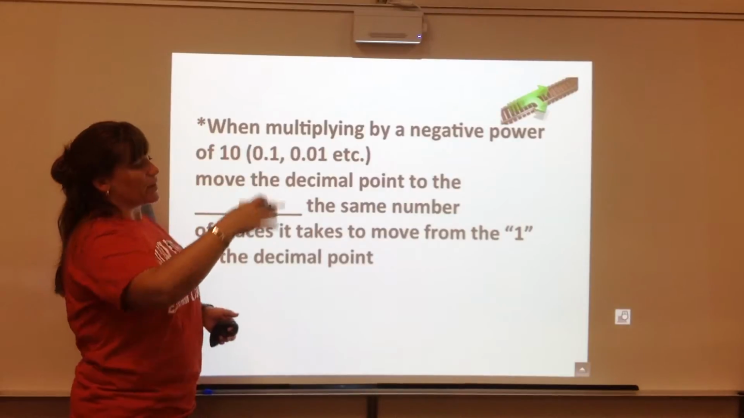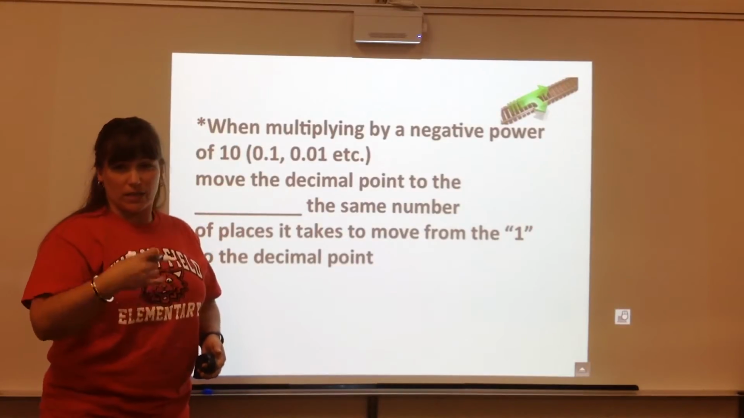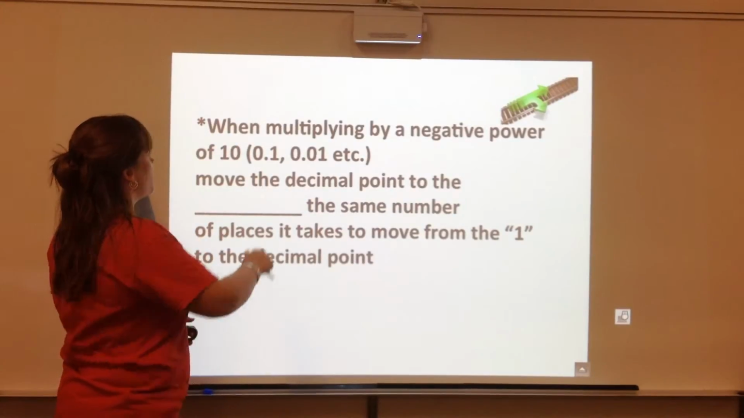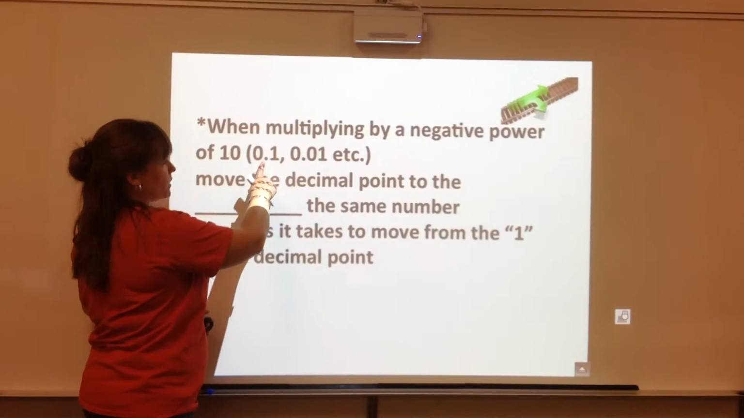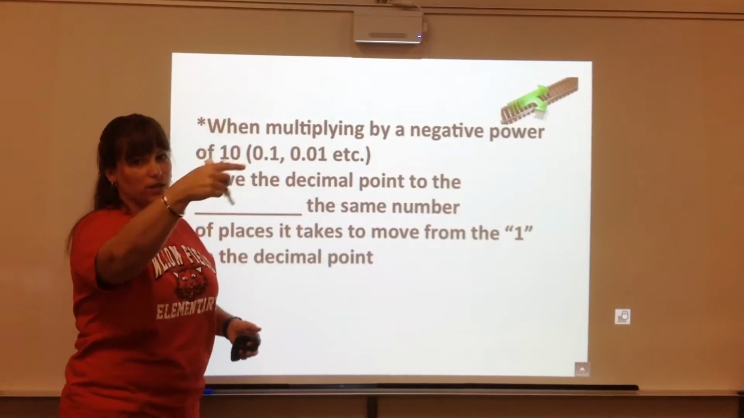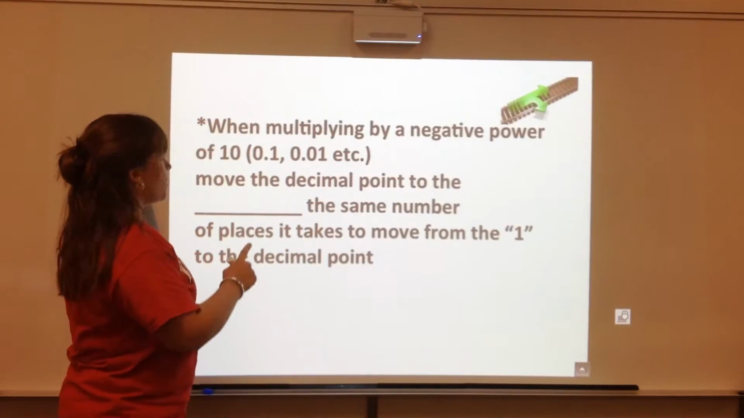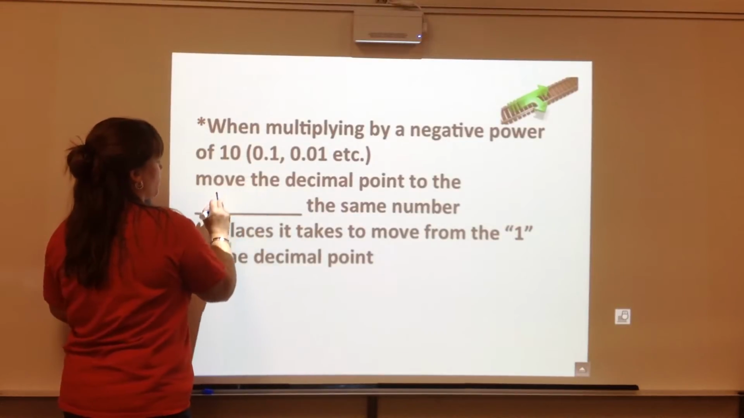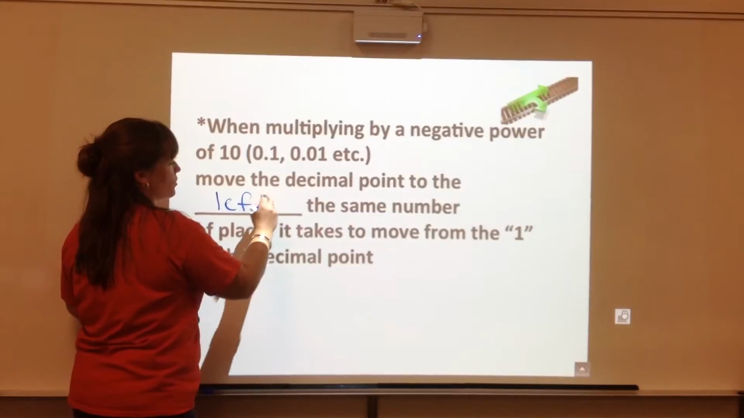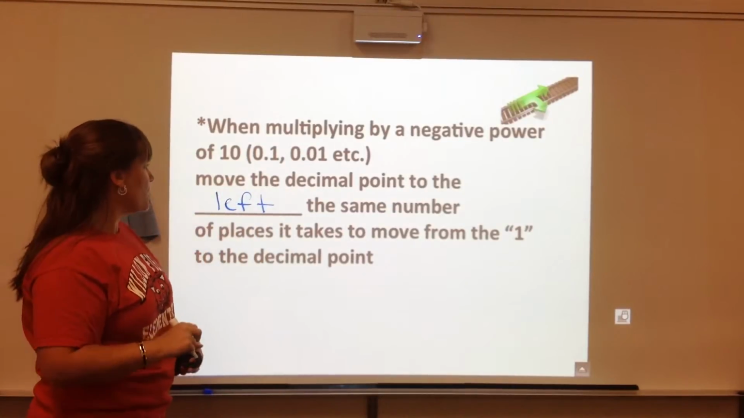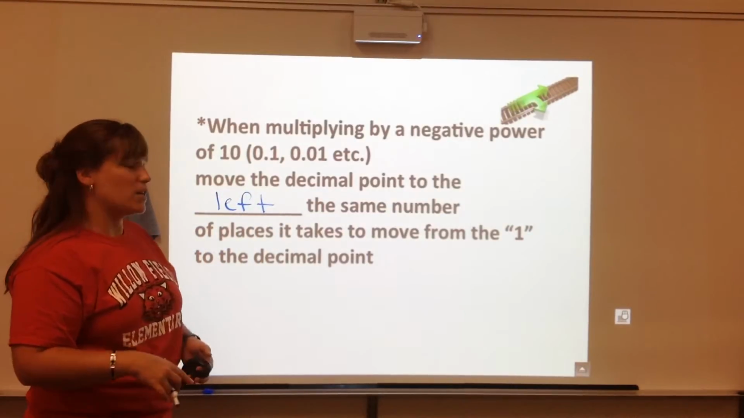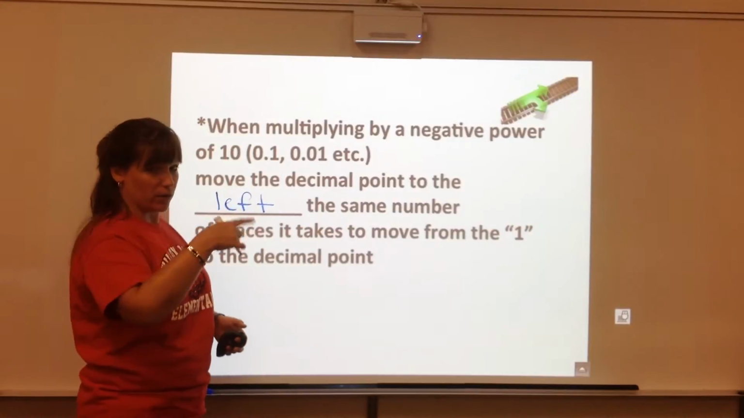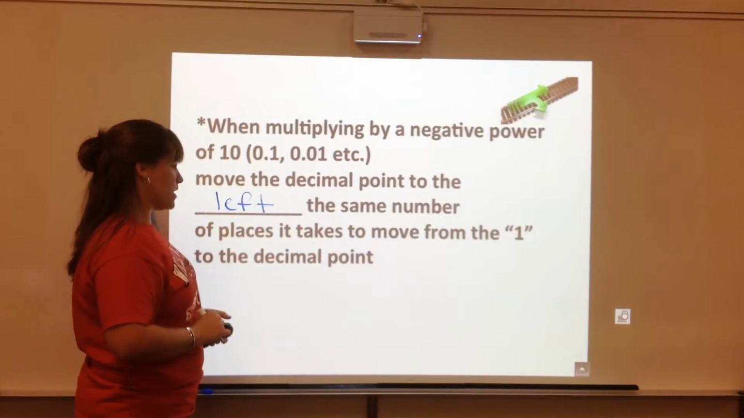When you're multiplying by a negative power, like 10 to the negative third power, you're dealing with decimals, like 1/10th, 100th, 1,000th, and so on and so forth. Really, all you have to do is move the decimal point to the left, like I showed you in that first example. The same number of places it takes to move from the 1 over to the decimal point.